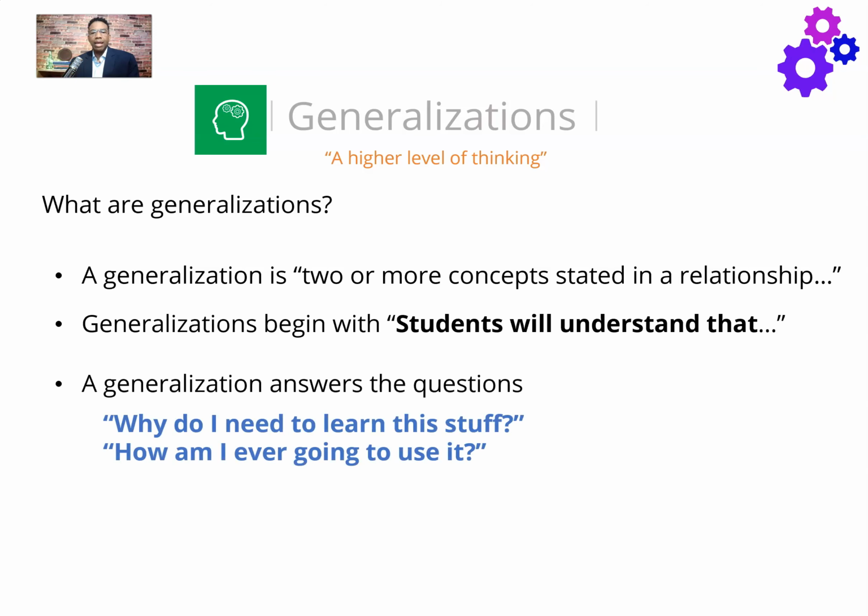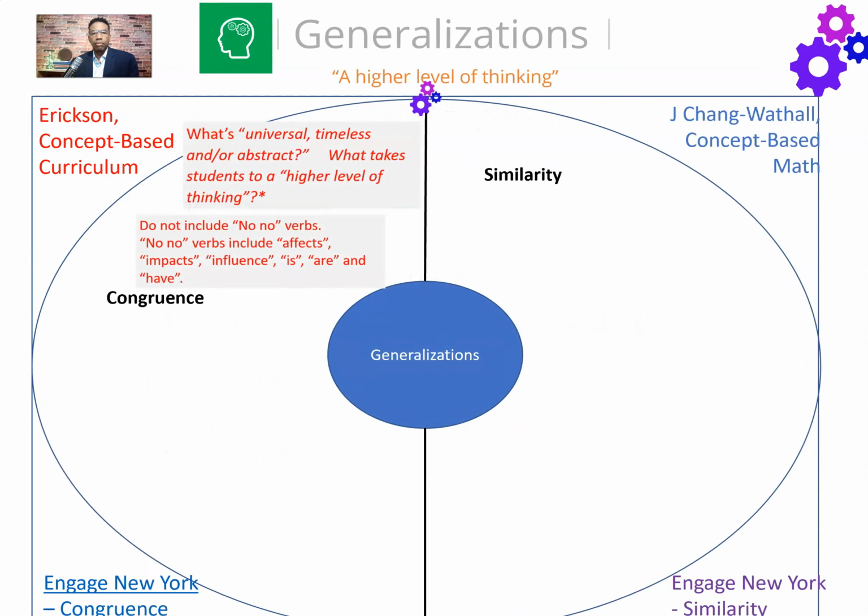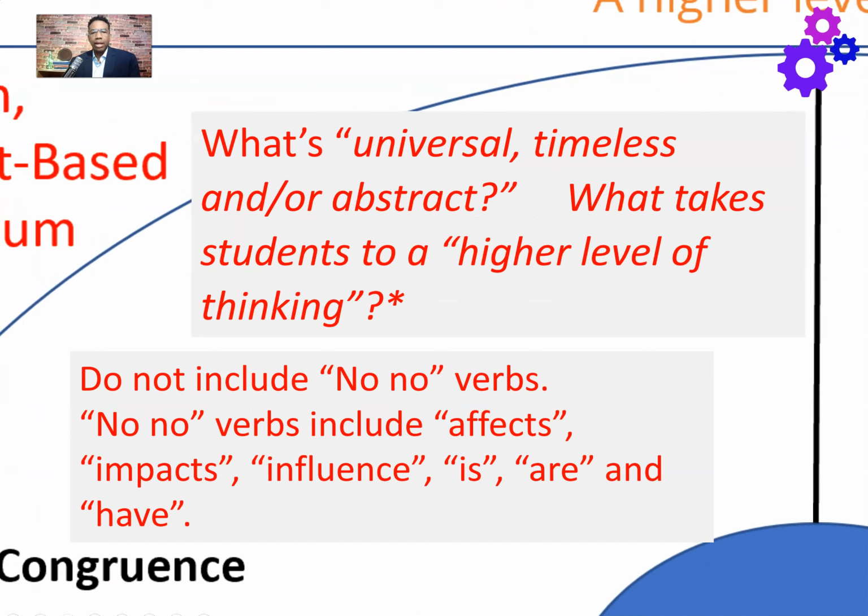A generalization answers the questions: What do I need to learn this? Why do I need to learn this stuff? How am I ever going to use it? According to Lynn Erickson, generalizations are universal, timeless, and abstract. It's what takes students to a higher level of thinking. When writing generalizations, we want to avoid what she calls no-no verbs. No-no verbs include affects, impacts, influence, is, are, and have.